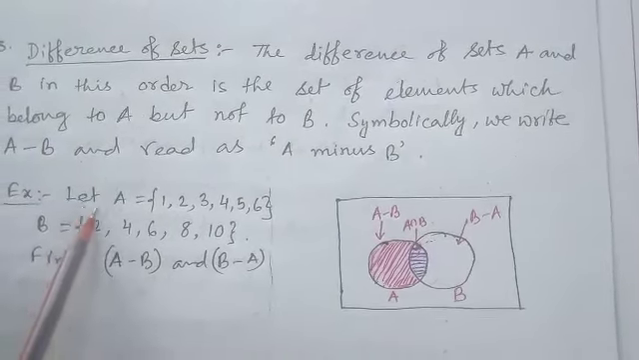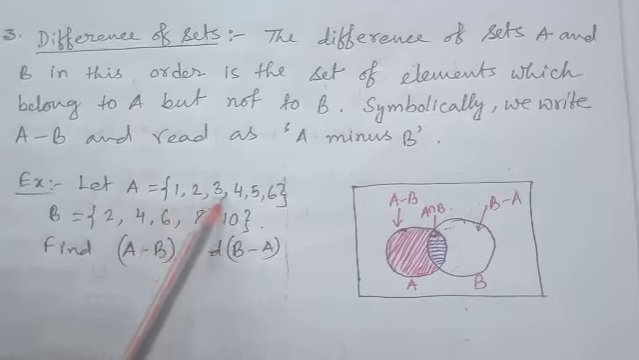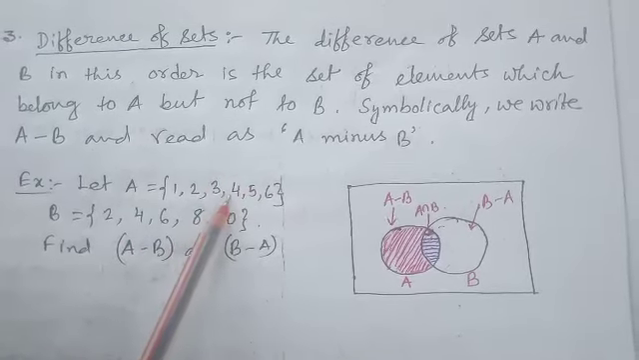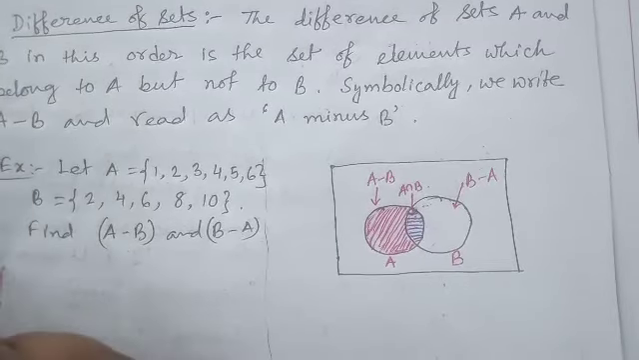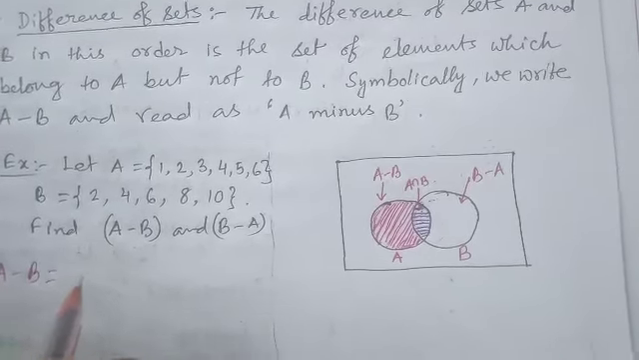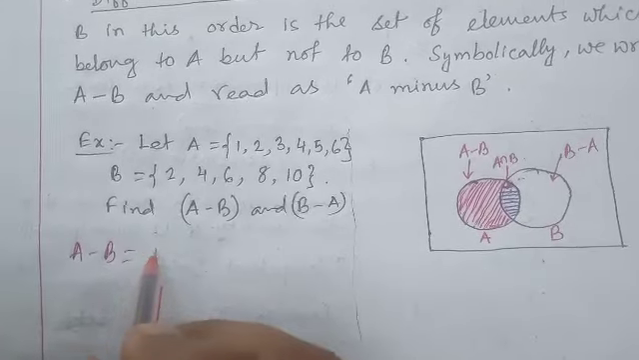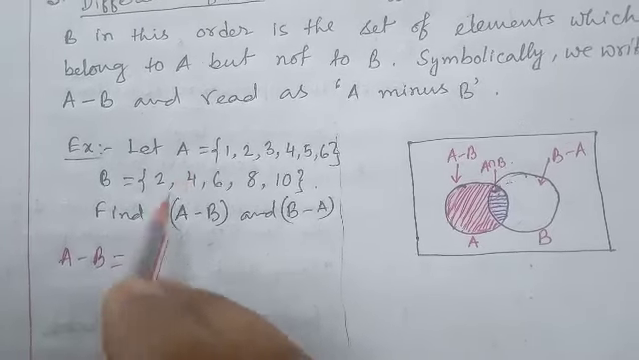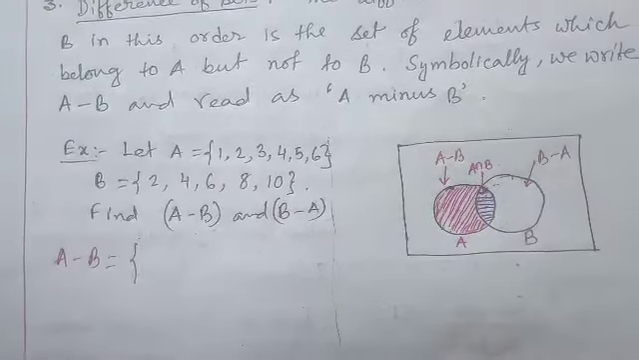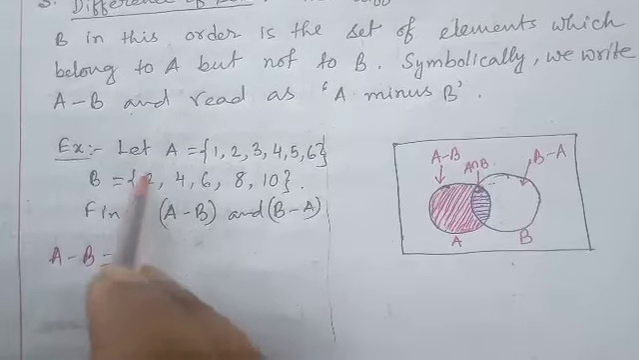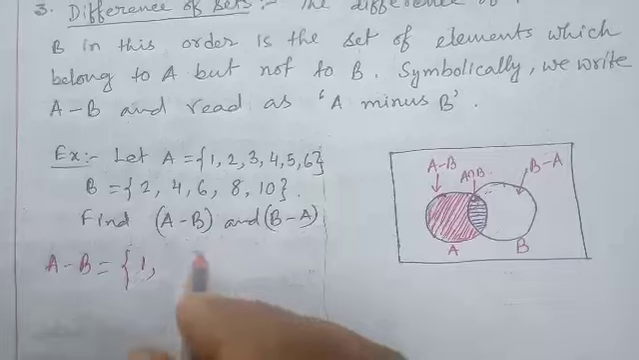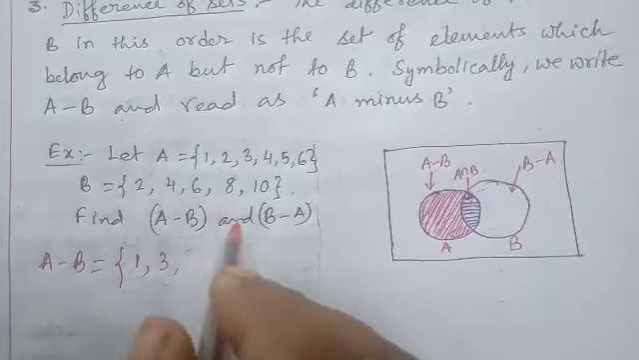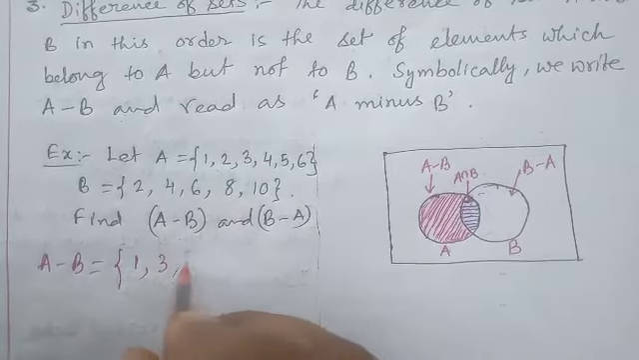Next example: let A be a set, this one is your A set and this one is your B set. Find A minus B and B minus A. So A minus B equals only the elements of A, and you subtract the common elements. That means 1, 3, 5.